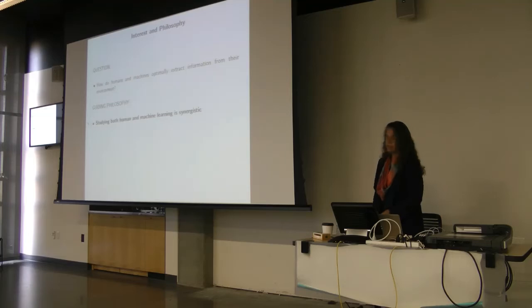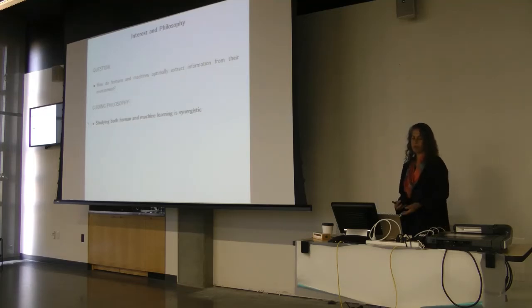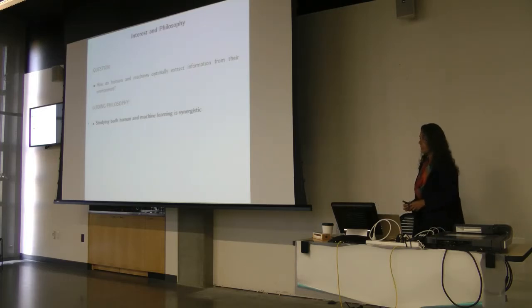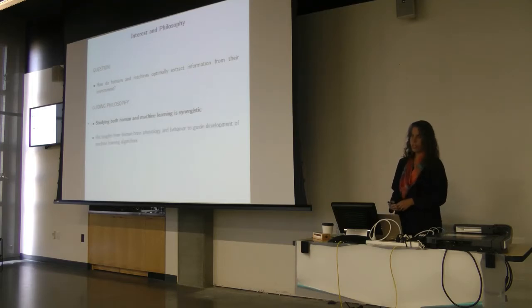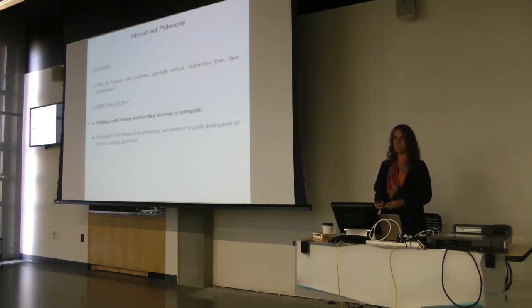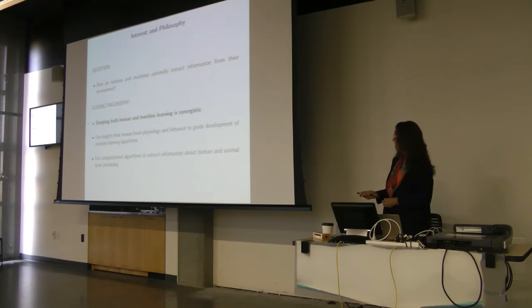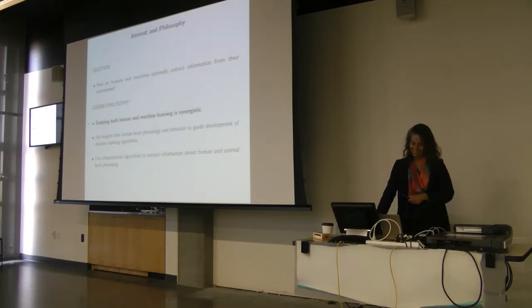Okay, so I'm interested in the question of how humans and machines optimally extract information from their environment. I firmly believe that studying both human and machine learning is synergistic, and so I use insights from human brain physiology and behavior to guide development of machine learning algorithms, as well as using computational algorithms to extract information about human and animal brain processing. This talk is mostly going to be involving the latter because I think you guys are more interested in brain learning. So, that's what we're doing.